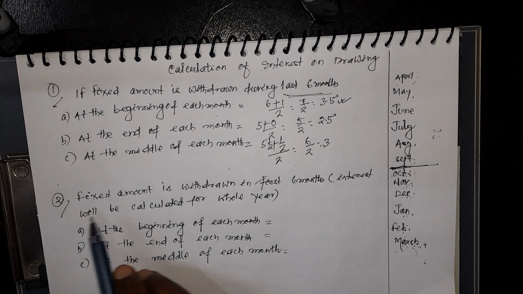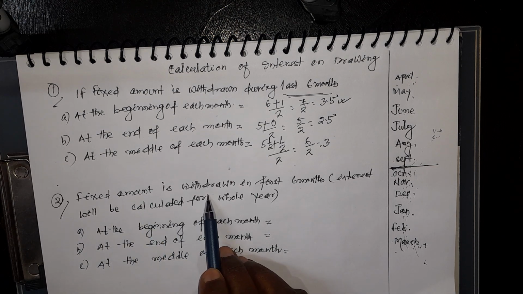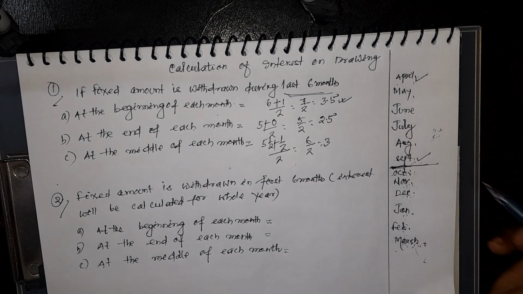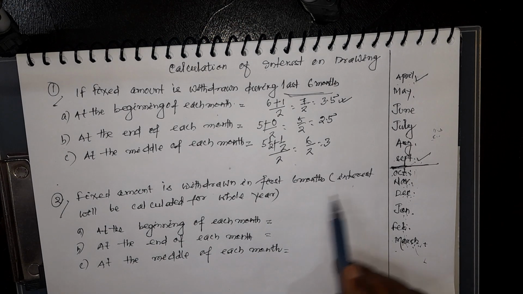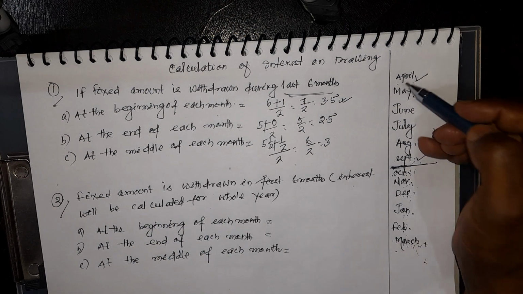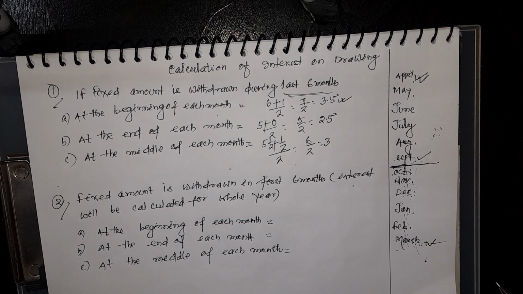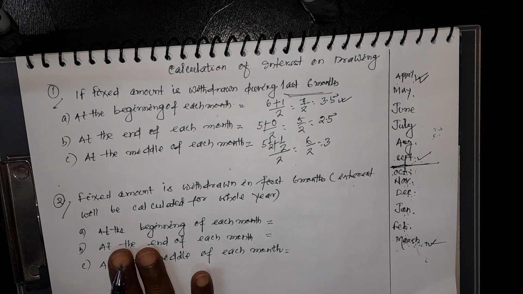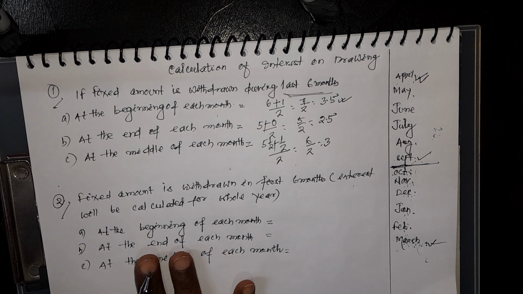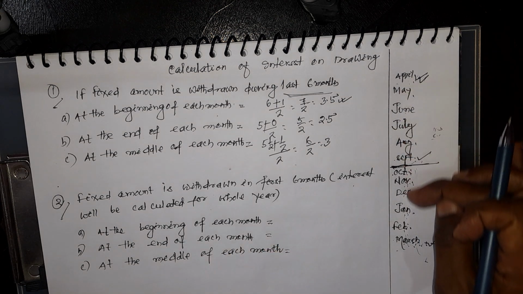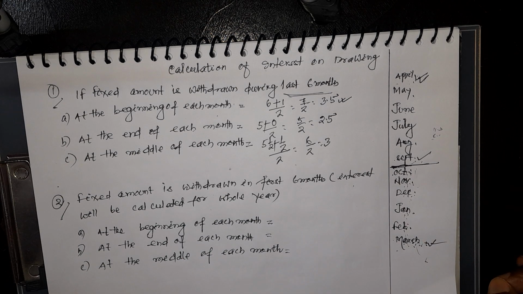Second point I wrote here. Fixed amount is withdrawn in the first 6 months. First 6 months means April to September. It is withdrawn in the first 6 months, but interest will be calculated for the whole year, means from April to March. Clear? Here also let me explain the calculation of average period. Again and again I am saying I am calculating the average period. Other things you can do, but the problem you will face is the calculation of average period. That I am going to explain.